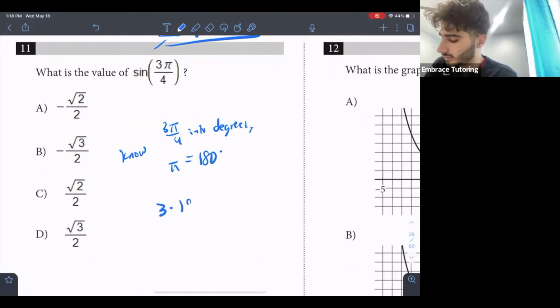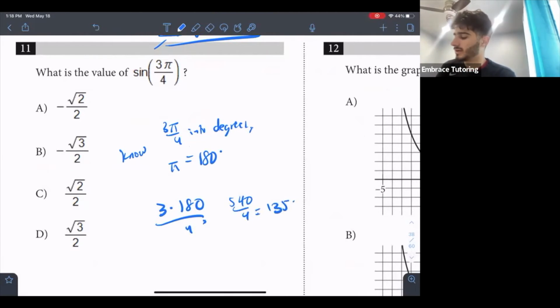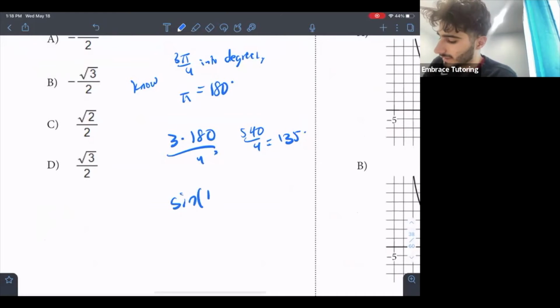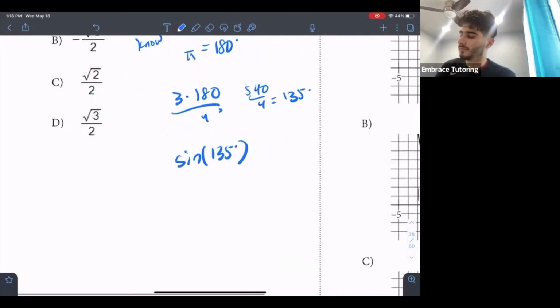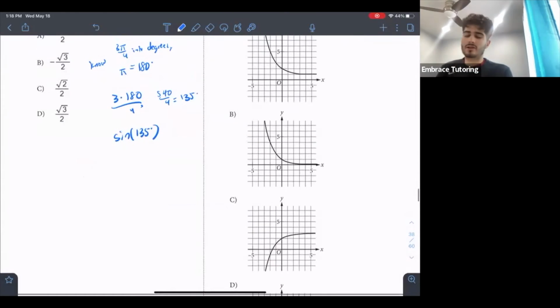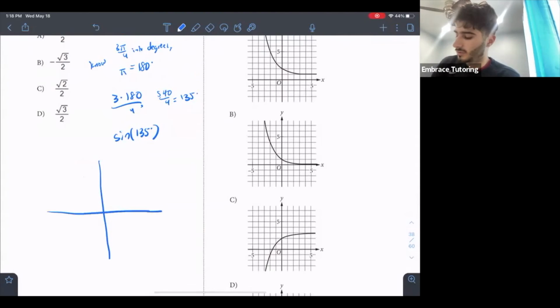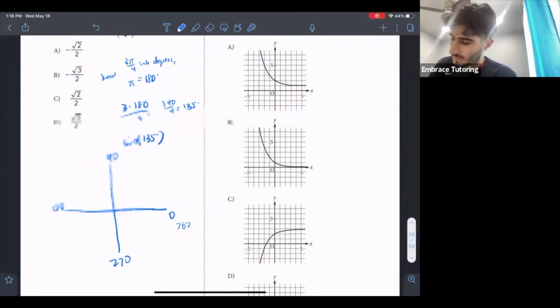So you do 3 times 180 over 4. That gives you 540 over 4, which is 135 degrees. So basically what it's asking is the sine of 135 degrees. You don't have a calculator, so what would you do in this situation? You would draw a graph labeled 0, 90, 180, 270, and back to 360. And you would draw 135. 135 lies between 90 and 180, so you would draw an arc right here.